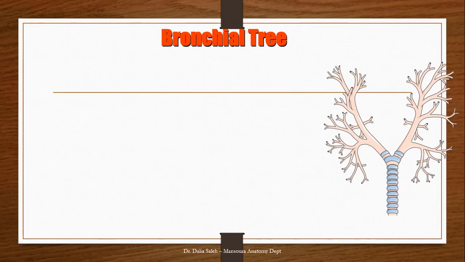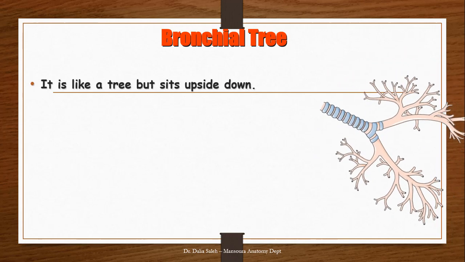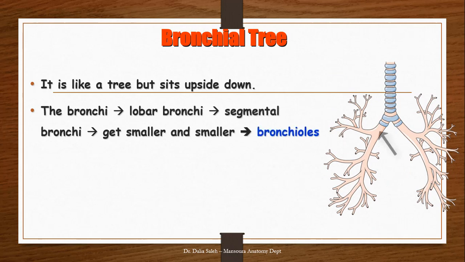Then we have what's called the bronchial tree, and it is like a tree. It is made of a stem and divisions and branches, but in our body, this bronchial tree lies upside down. So the main bronchi divide into lobar bronchi. Each lobar bronchus will enter the corresponding lobe of the lung. Then each lobar bronchus will divide into segmental bronchi for each segment of the lung.